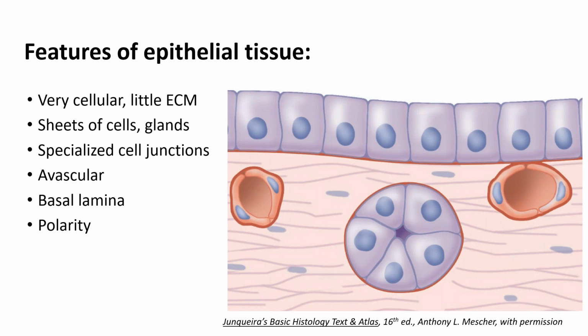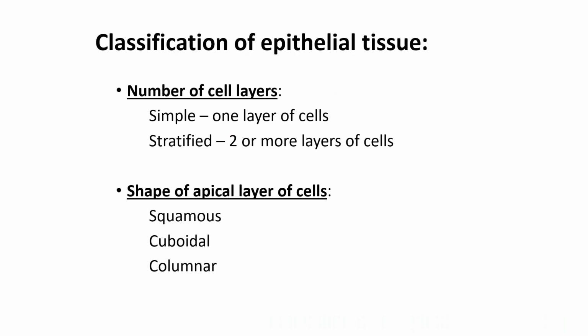So let's see what's happening with that. If we look at the classification of epithelium, you know that we like to count and we like to look at shapes. So first thing we have to do is ask how many layers of cells we have. If we have 1 layer of cells, we're going to say it's a simple epithelium. If we have 2 or more layers of cells, we're going to have a stratified epithelium.